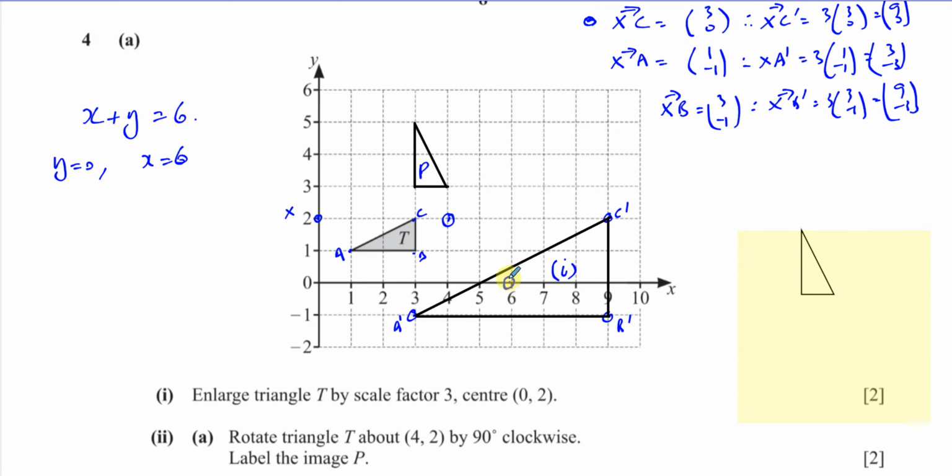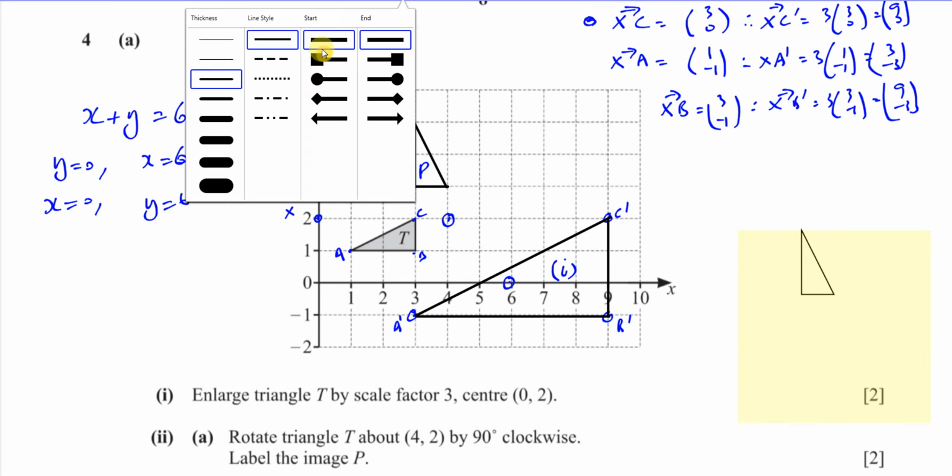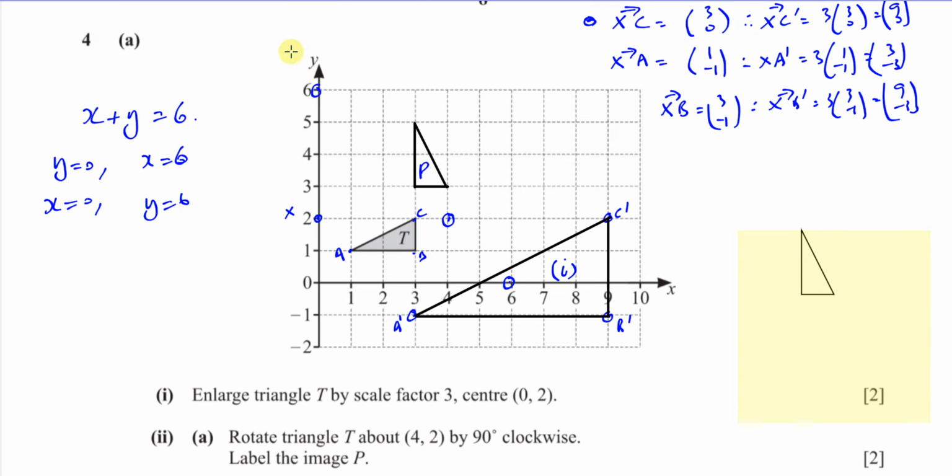So it crosses the x-axis here. Where does it cross the y-axis? When x equals 0. When x equals 0, y equals 6. So that's going to be the point up here. So it crosses the x and y axis in these 2 points, and we can then draw that with a straight line. I'll draw it as a dotted line because it's the mirror line. So that's the mirror line, x plus y equals 6. So we should draw that line accurately. So this is the line x plus y equals 6.